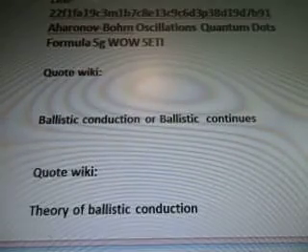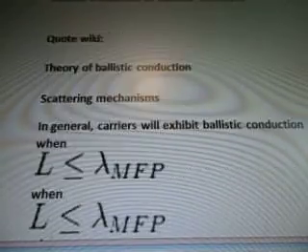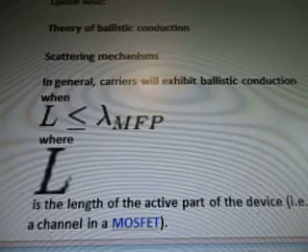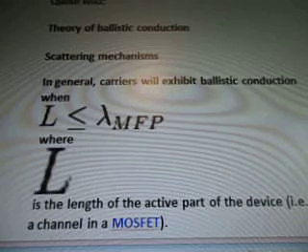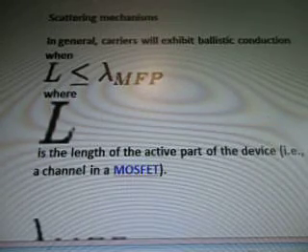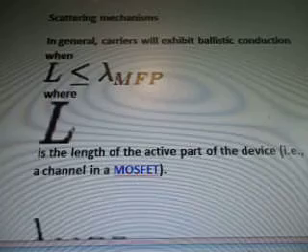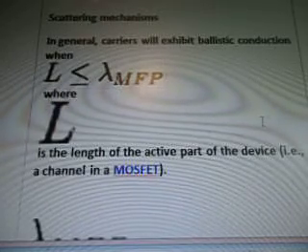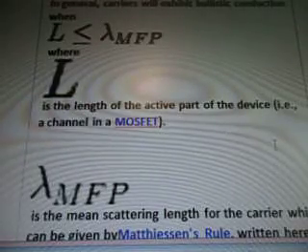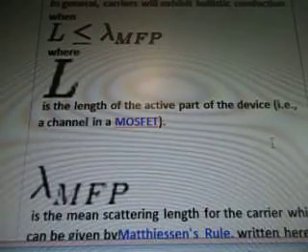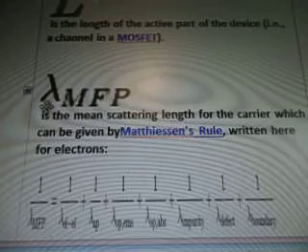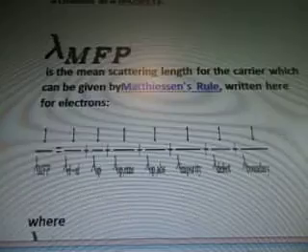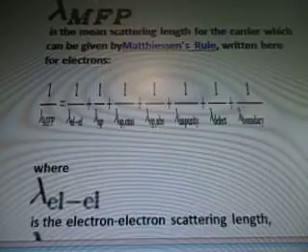Quote from wiki: ballistic conduction. We're talking about the theory of ballistic conduction, which is scattering mechanisms in general. Carriers will exhibit ballistic conduction when L is greater than... I'm not sure what that symbol means. Sorry, I don't know what this means. And where L is the length of the active part of the device, a channel in a MOSFET. This upside down Y thing, MFP, is the mean scattering length for the carrier, which can be given in Mathiessen's rule, written here for electrons.